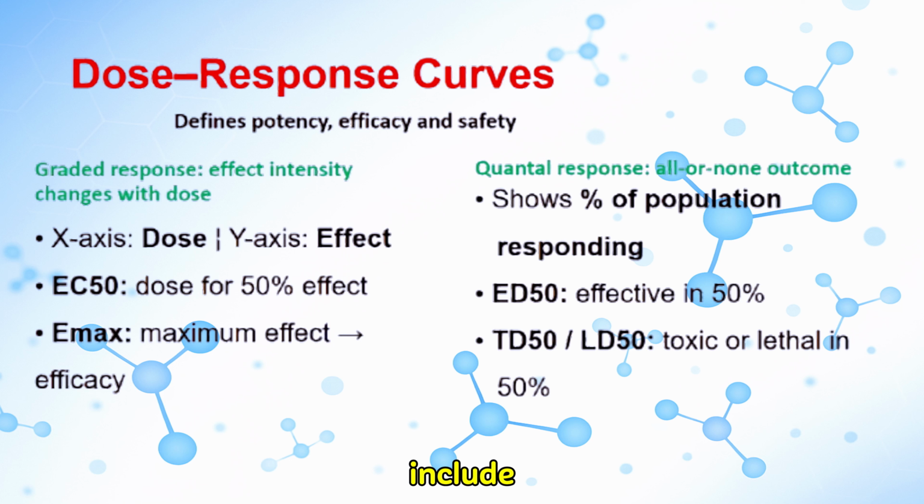Important parameters include ED50, TD50 and LD50. ED50 is the dose effective in 50% of people. TD50 is the dose that causes toxicity in 50%. LD50 is the lethal dose in 50% of the population. These parameters help define safe and effective drug doses. Understanding these curves is key to drug development and clinical use.